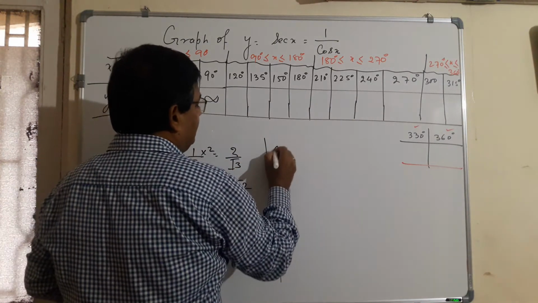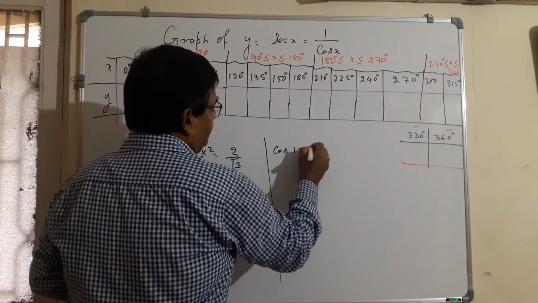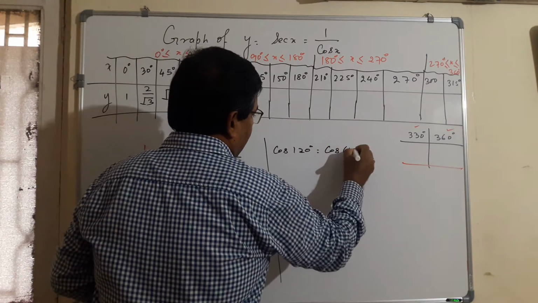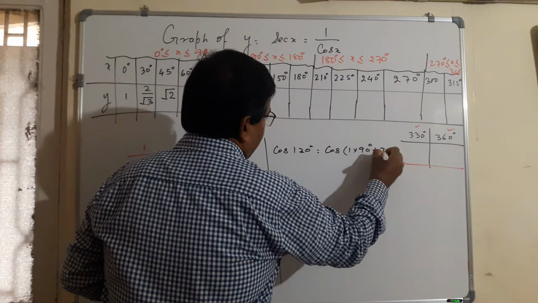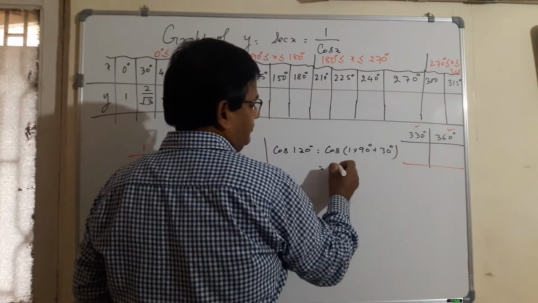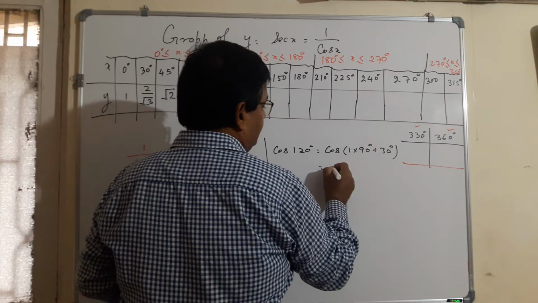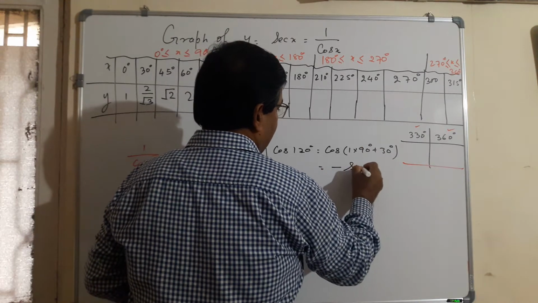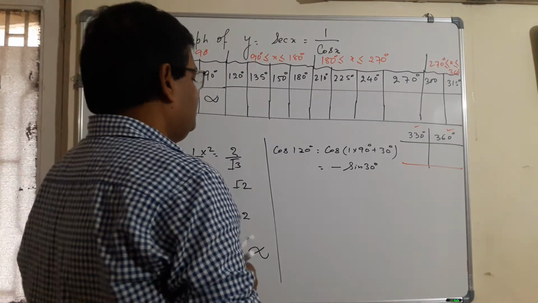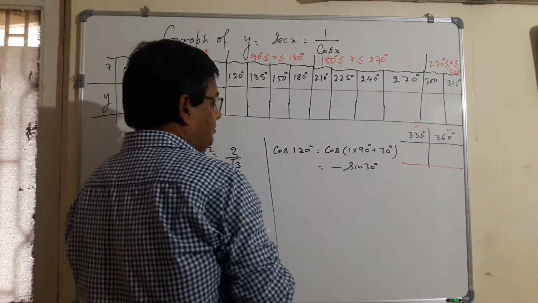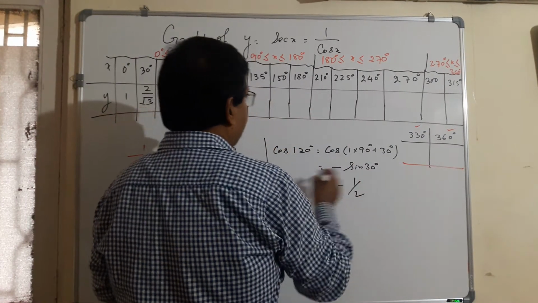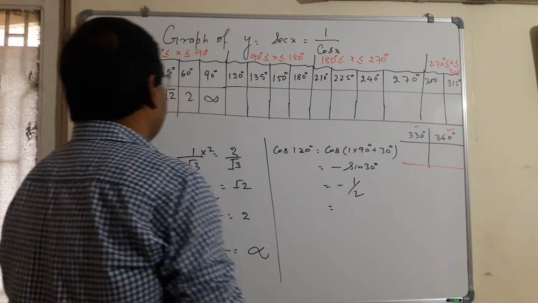Now cos 120 degree. So see here, cos of 1 into 90 plus 30. So cos changes into sine. So here it becomes minus sin 30 degree, and sin 30 degree is 1 by 2. So here it becomes minus 1 by 2.